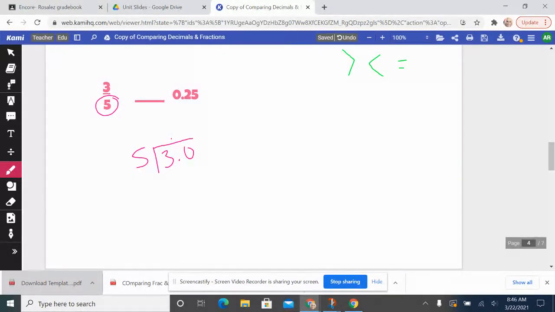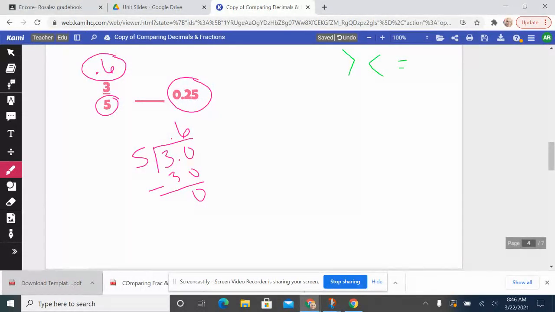Well, 5 goes into 30 6 times, right? And we get a 0. So technically speaking, this fraction is that. So now you're just comparing the decimals. So look at 0.6 and look at 0.25.